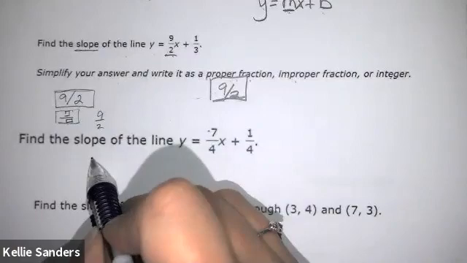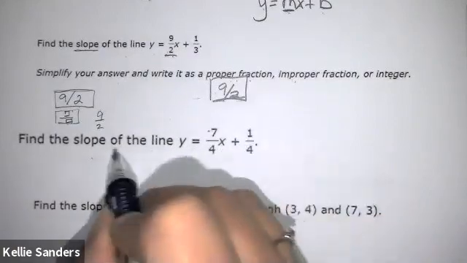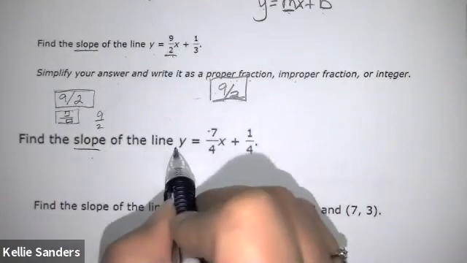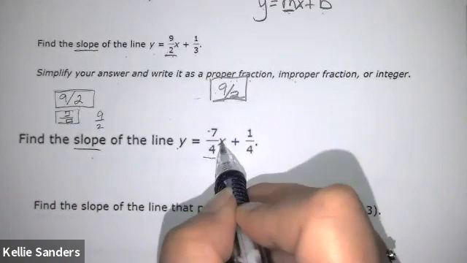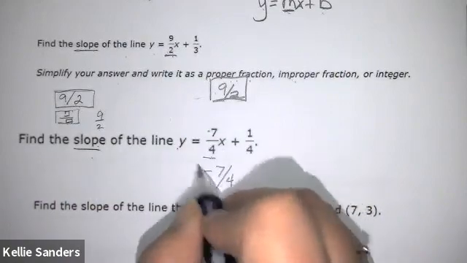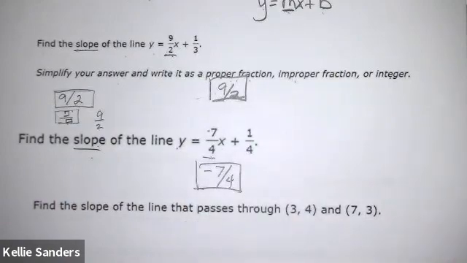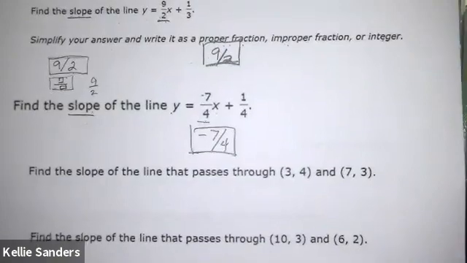Find the slope of the line y equals -7 over 4x plus 1 over 4. Slope is looking for m. The y is already by itself. If the y is by itself, then whatever is in front of the x is the slope. So your slope is -7 over 4. You must put the negative, okay?